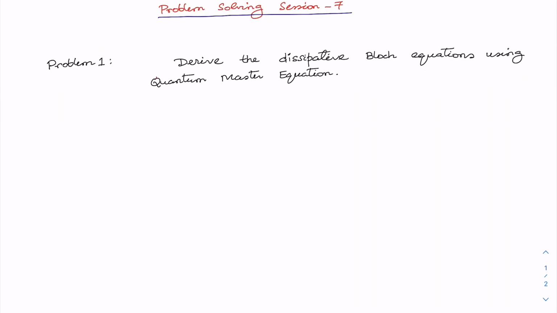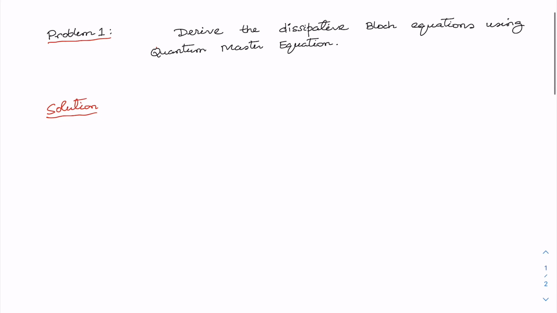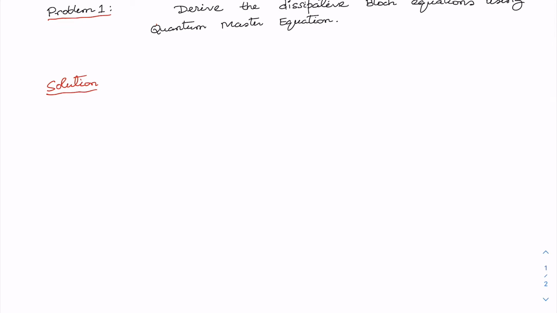You are asked to derive the dissipative Bloch equations using quantum master equation. We have already learned about quantum master equation in the lecture classes. This equation basically gives the time evolution of the density operator or the density matrix. So this is equal to 1 by iħ [H, ρ], where H is the Hamiltonian. This part gives the coherent evolution of the density matrix.